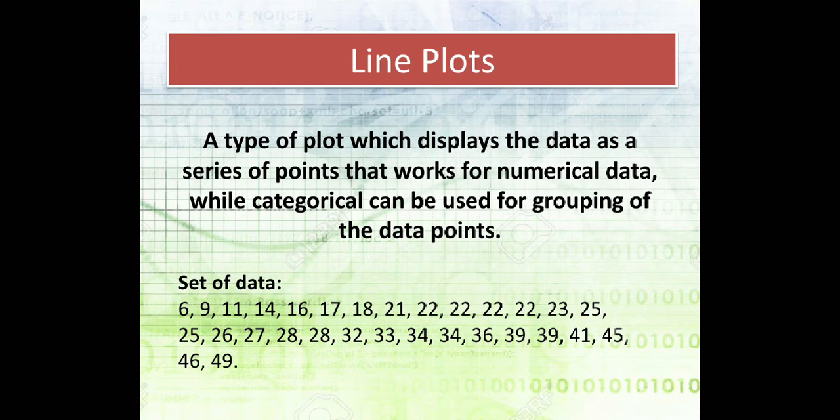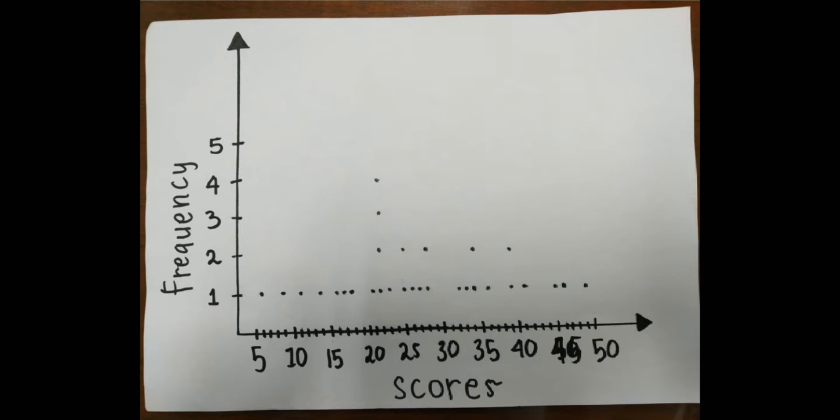The first is line plot. Line plot is a type of plot which displays the data as a series of points that works for numerical data, while categorical can be used for grouping of the data points. Based on the data, we can make line plots like this picture. Example of line plot. In line plot, there is a number line. Number line is a straight line that contains numbers starting from the smallest.